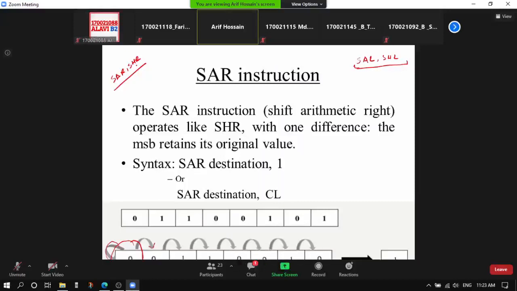In case of shift right, a 0 was shifted into the MSB, right? But in shift arithmetic right, whatever was your previous MSB, your MSB will retain its original position, and all other bits will be shifted to the right. Your MSB value will also be shifted to the right, but your MSB will retain its own position. That's why from the MSB you can see there are 2 arrows. One is moving to the right, another is preserving its own position. Is it understood? Yes, sir. All right, so this is the only difference.